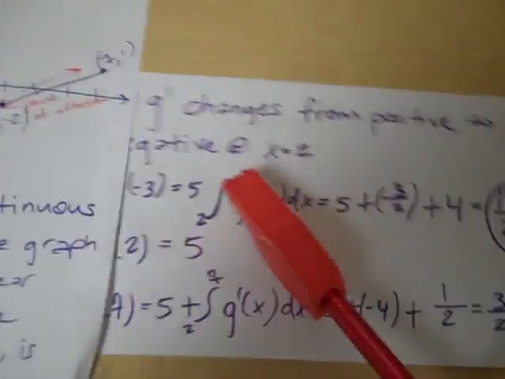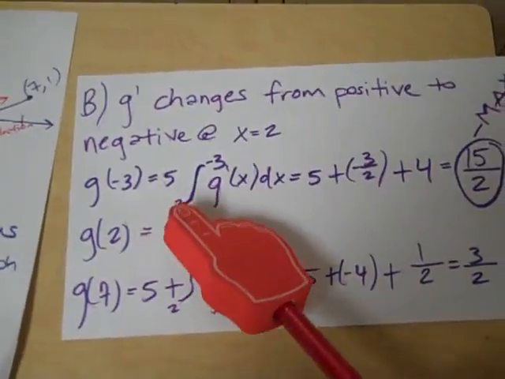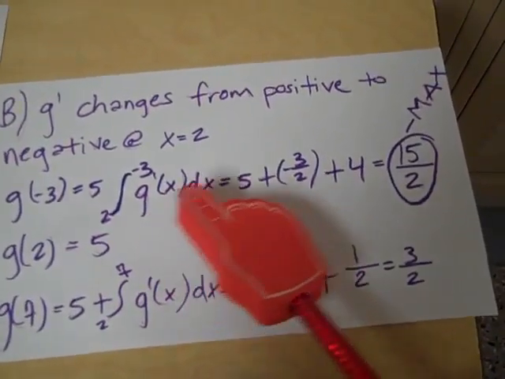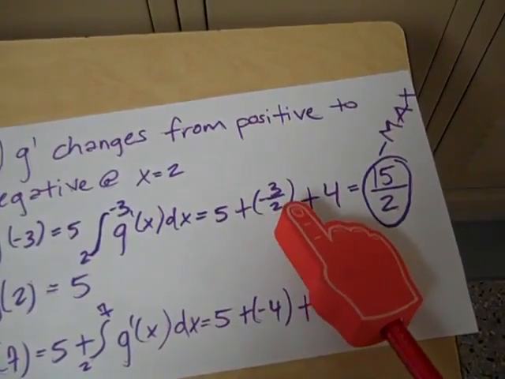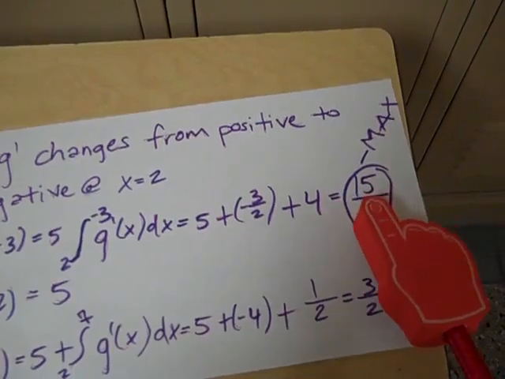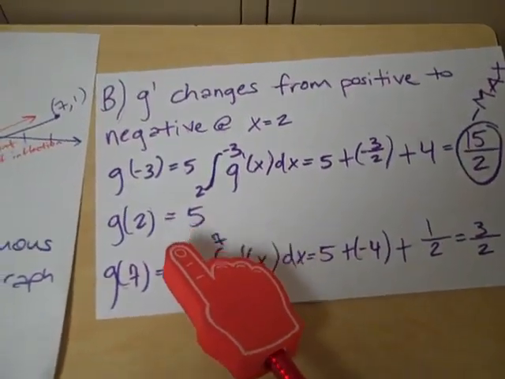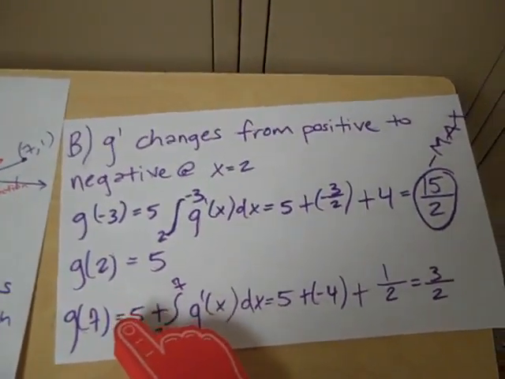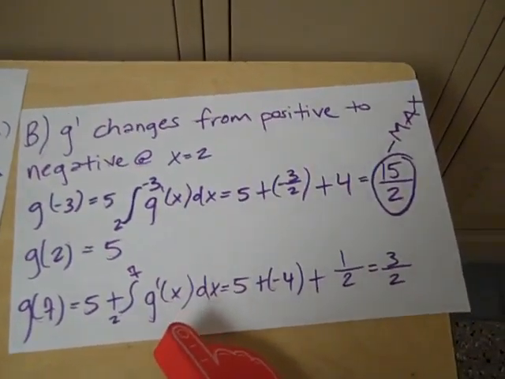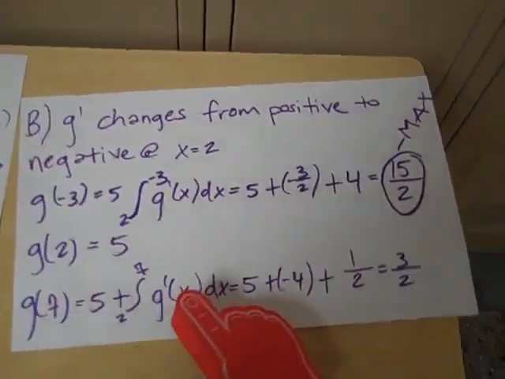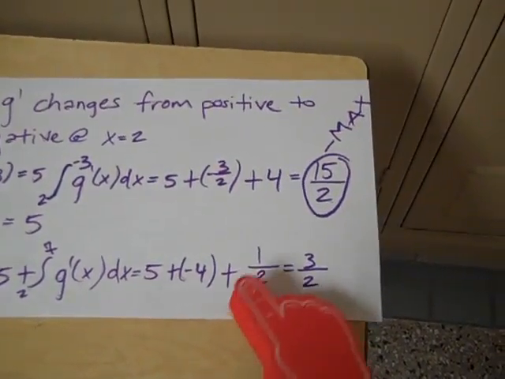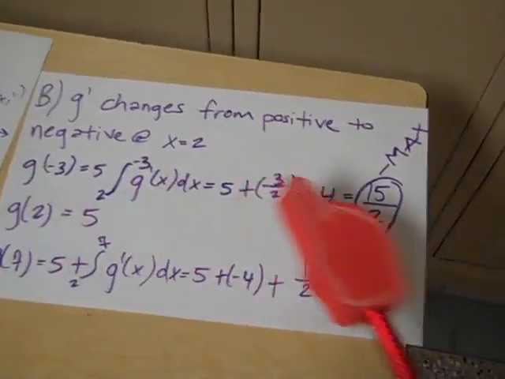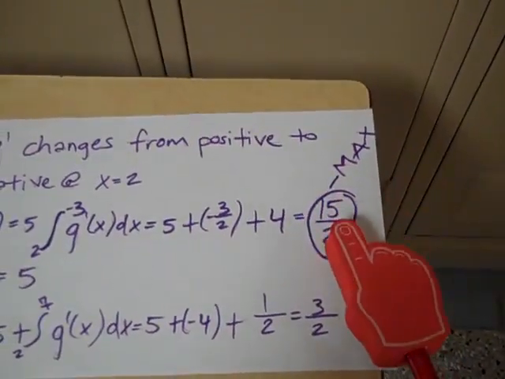So, if you plug it into your equations, you have g of negative 3 equals 5 on the interval 2 to negative 3, g prime of x dx equals 5 plus negative 3 halves plus 4 equals 15 halves. Then when you plug in g of 2, you get 5. And g of 7 equals 5 plus integral 2 to 7, g prime of x dx equals 5 plus negative 4 plus 1 half equals 3 halves. Now from all these values, you can tell that 15 halves is an absolute maximum.